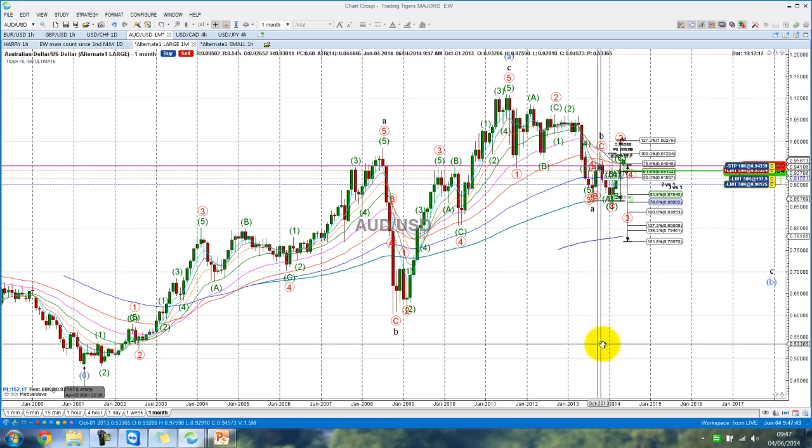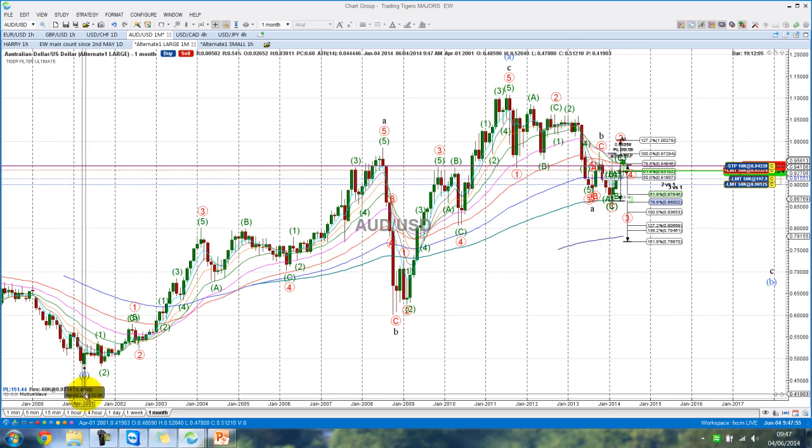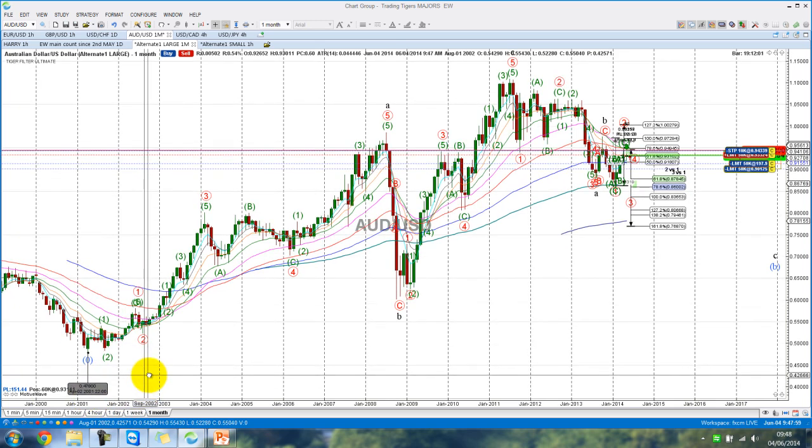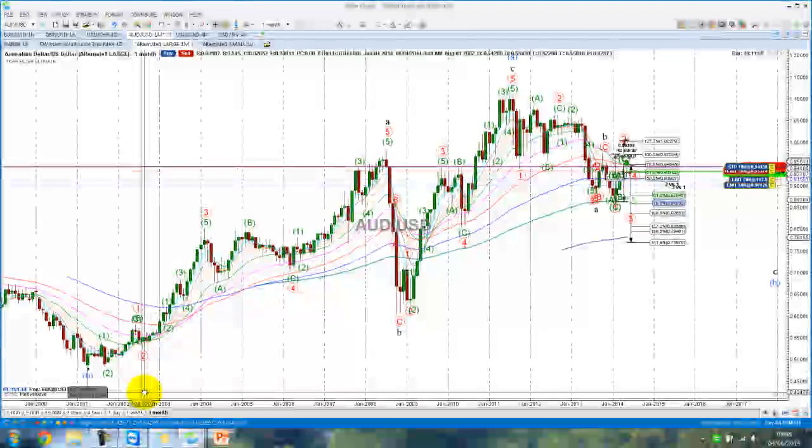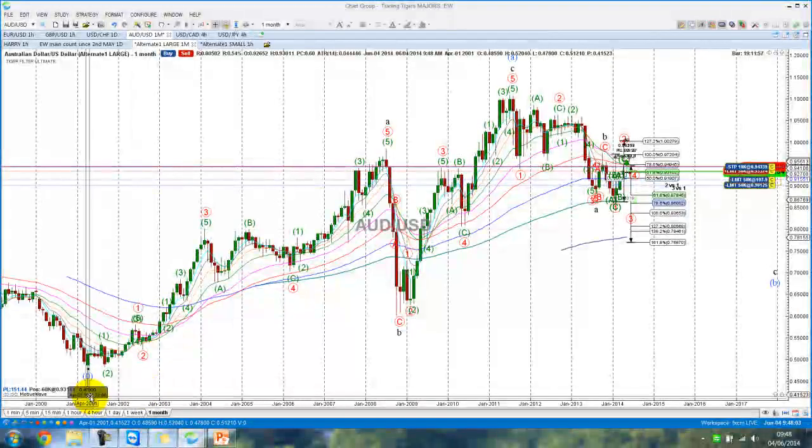Here we have the Aussie US dollar on the monthly chart time frame. We start once again with the wave counts, and from the monthly we start with 0.0 taken back on April the 2nd, 2001 on the low. The larger wave degree pattern is the super cycle, that's the blue.